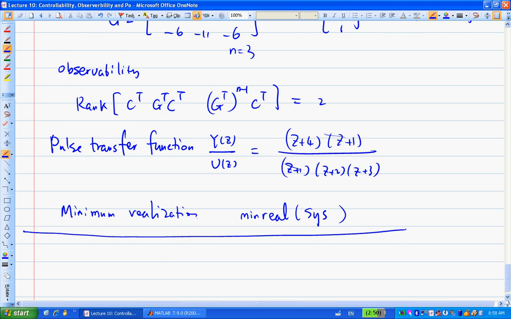So sometimes when you use the numerical approach, when you use the symbolic toolbox to derive certain things in MATLAB, you will probably notice some very weird results coming out because of numerical errors. And when you use this minimum realization, you'll get rid of a lot of unnecessary things.